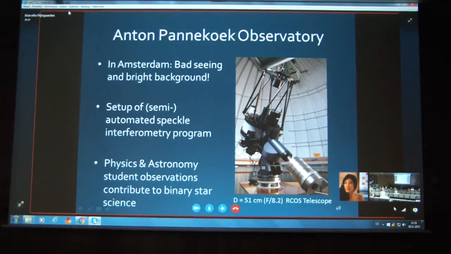One of the things that we are currently doing is we are trying to set up a semi-automated Speckle Interferometry program that can be used for student observations. And these students from the University of Amsterdam can then actually contribute with their observations to binary star science.